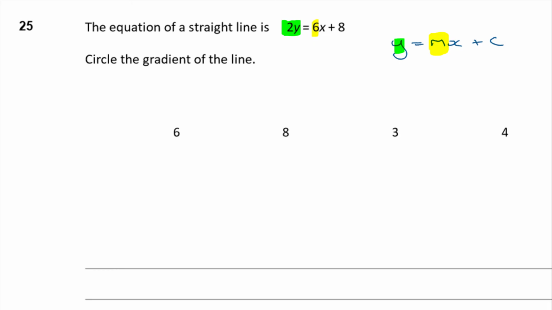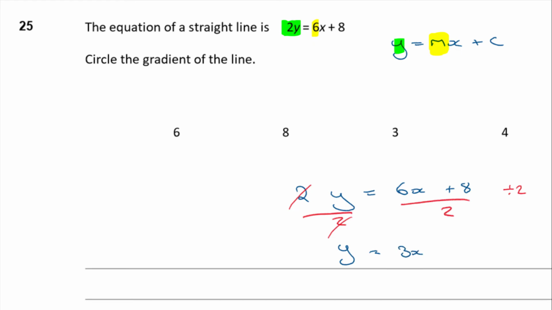Okay, in order to read out the gradient, we need to change this so it says y is equal to and not 2y is equal to. So what we're going to do is take the equation 2y is equal to 6x plus 8, and we're going to divide everything by 2. So 2y divided by 2, divide by 2, divide by 2. That's going to cancel, leaving you with y on the left. And then dividing 6x by 2, that's 3x. Dividing 8 by 2, that's 4. So this resolves to y is equal to 3x plus 4.